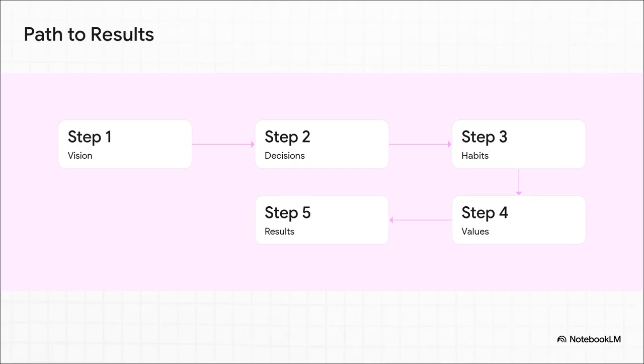And here it is, here is that model, a step-by-step path to getting results. It all starts with vision, knowing exactly what you want to achieve. That clear vision then helps you make the big decisions. Those decisions then start to shape your daily habits. And here's the key part: those consistent habits, over time, form your core values, what you truly stand for. And in the end, it's those deep-seated values that drive your final results. It's an incredible chain reaction.